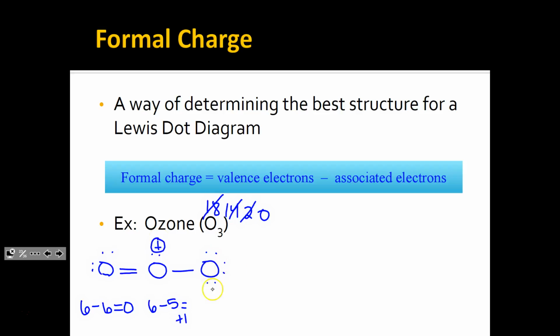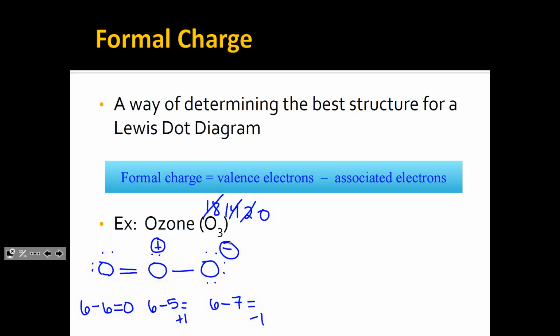Alright, let's do the last oxygen here. 6 electrons, because oxygen has 6 valence electrons, minus how many things are touching that oxygen? There are 7 things, which means 7 associated electrons. 6 minus 7, negative 1. I need to show that by doing the negative with a circle around it. That oxygen has a negative 1 formal charge. Here's the last step. The total of all of your formal charges should equal the total charge of the molecule. Ozone is a neutral molecule, so all the formal charges should add up to be 0. And they do. Positive 1 and negative 1 cancel out to be 0.